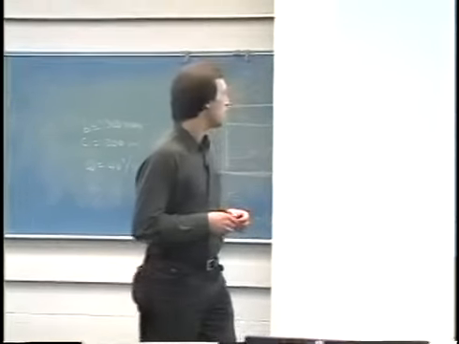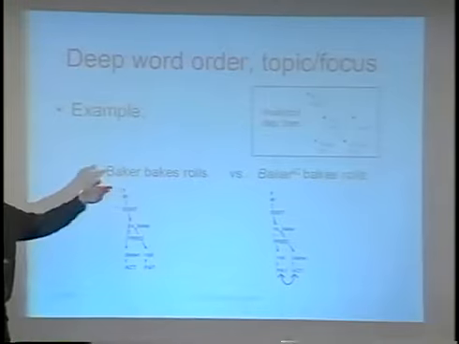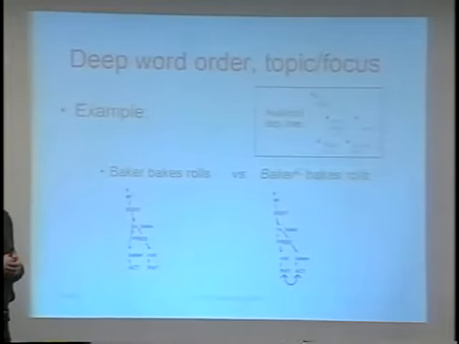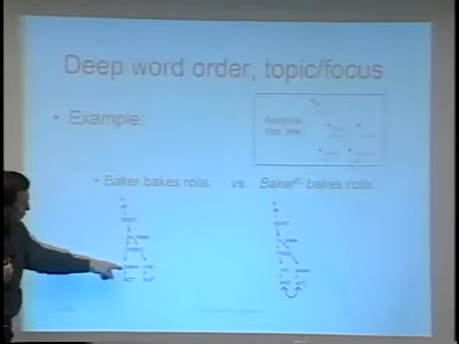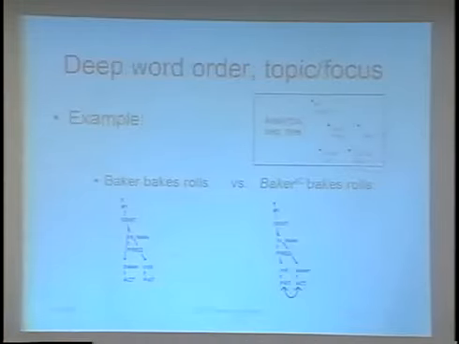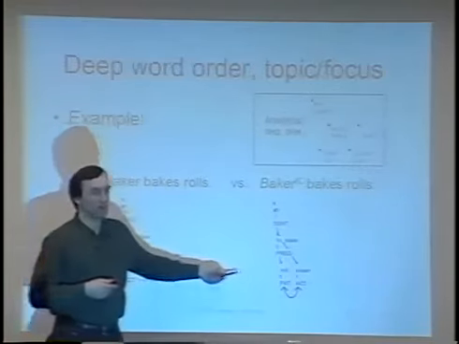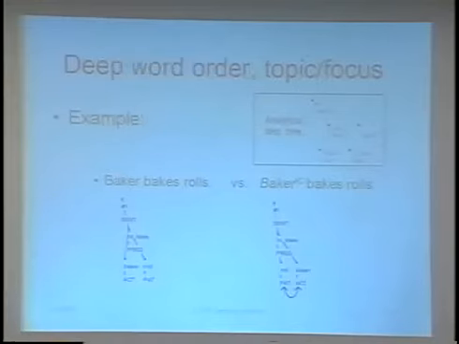So here is an example. I mean, in Czech this would be expressed by word order. In English, if you say baker bakes rolls, it would normally stay like this because you are simply talking about the baker and what the baker does and what is actually the result of baking. But if you say baker bakes rolls, then you are putting the stress on baker exactly because you want to say that it's the baker who bakes rolls.